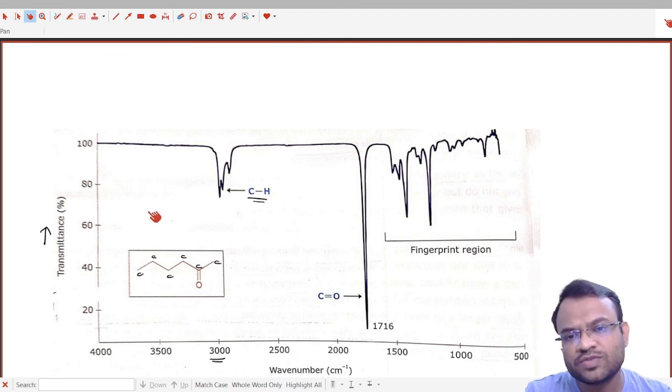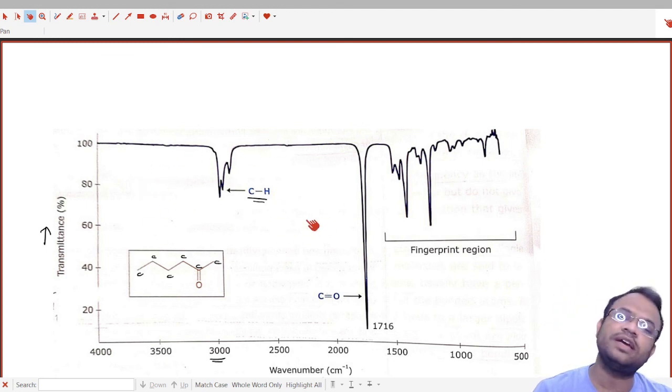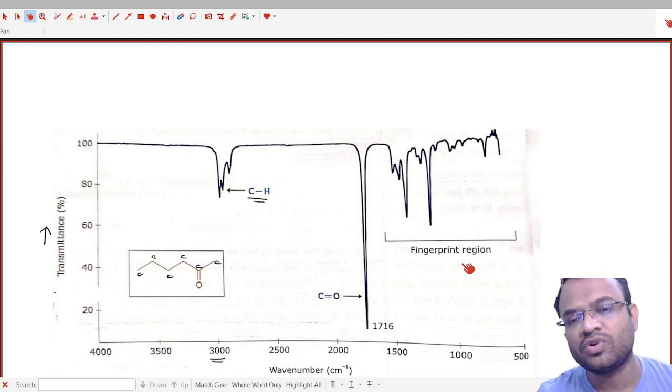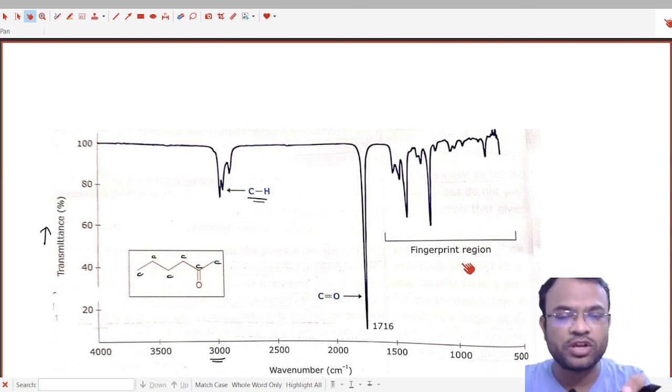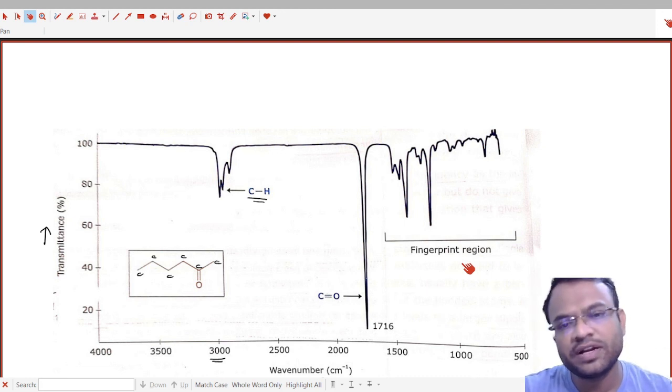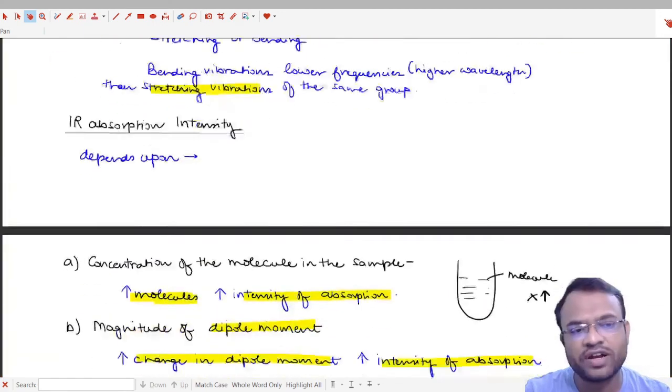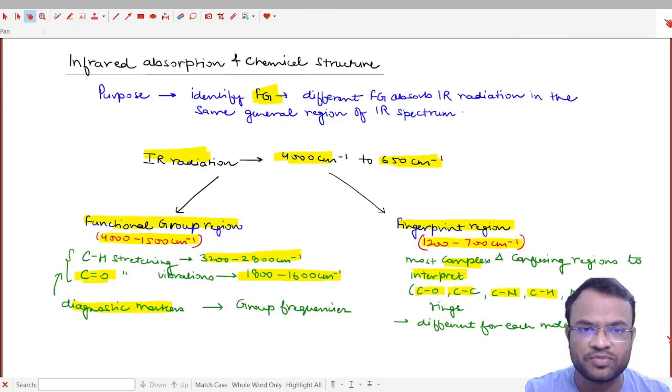So in this way there are multiple peaks that you can easily analyze using the standards, and you can compare your molecule with molecules that have already been deciphered for predicting the functional group. So this was all about infrared radiations, infrared absorptions.